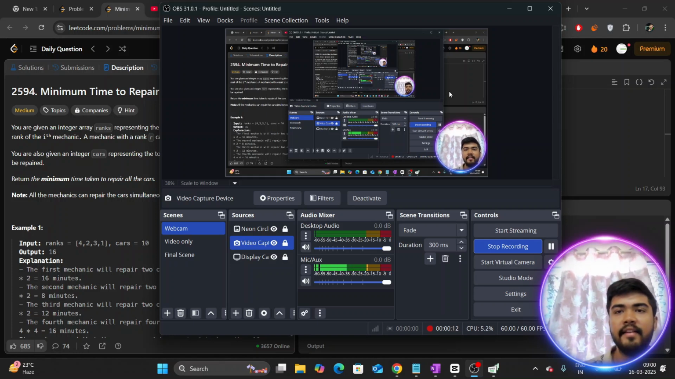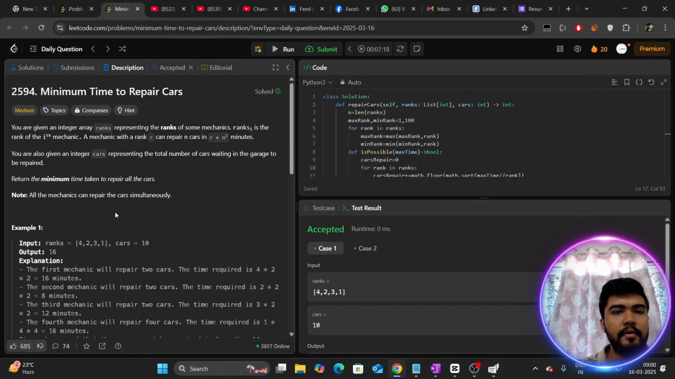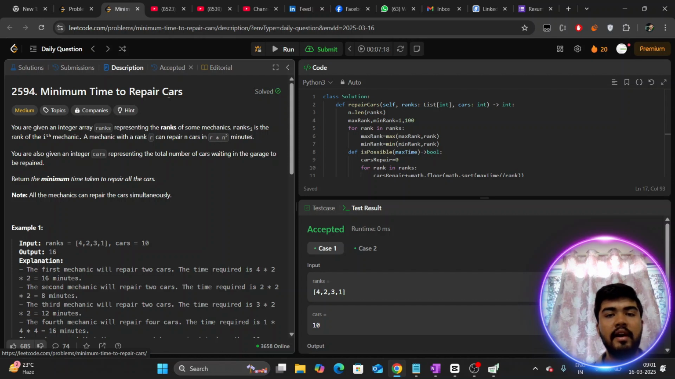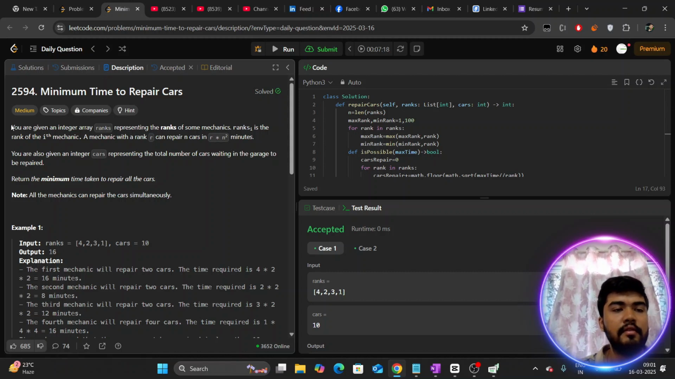So let's get started. Today's question is minimum time to repair the cars. Let's first understand the problem statement, and then we will jump on the algo, and after that we will jump on the code and TC and SC, that is time and space complexity analysis. Cool. So let's first understand the question.